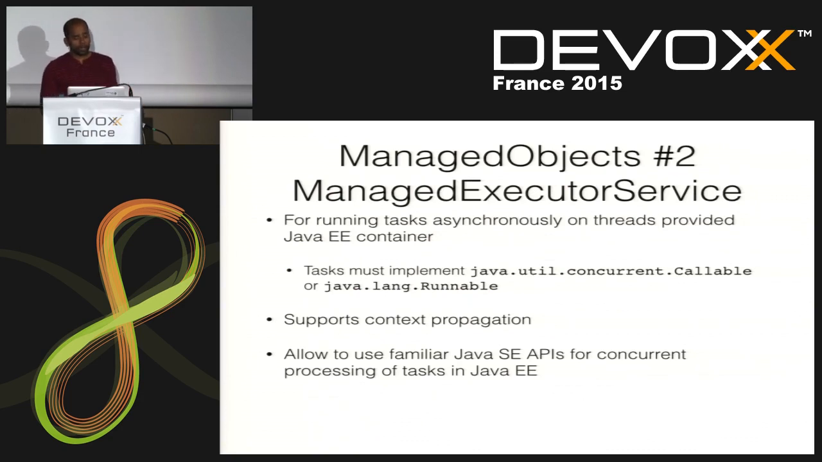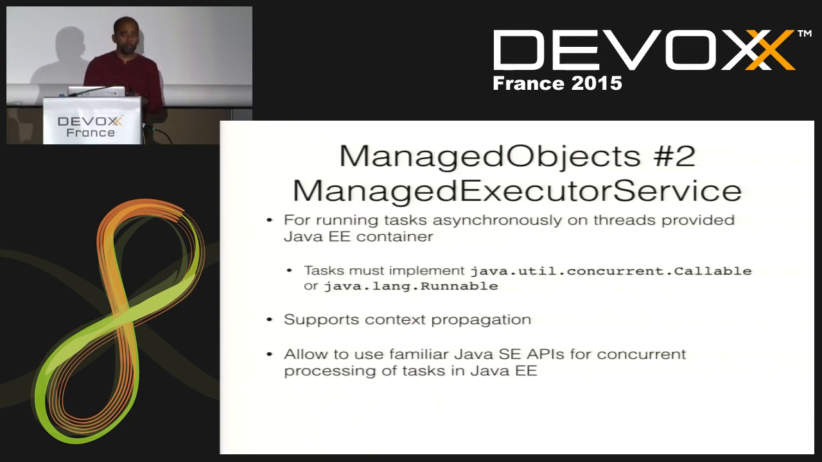The second one that I'm going to talk about is ManagedExecutorService. Now, this is again very similar to the ExecutorService that already exists in the Java SE land. This is for running tasks asynchronously on threads provided by the Java EE container. Here, the tasks can implement Runnable or Callable. There are subtle differences between the two, and when you will use which, but either of the interfaces is supported, and I'll show you examples of that.